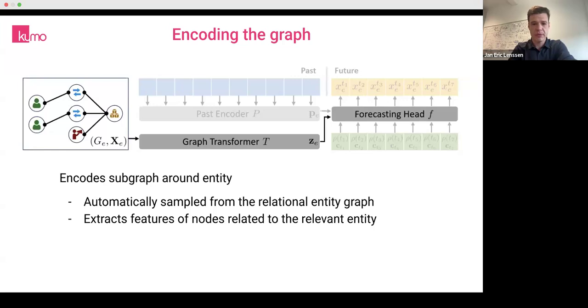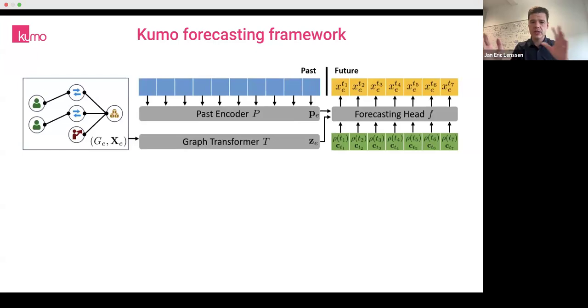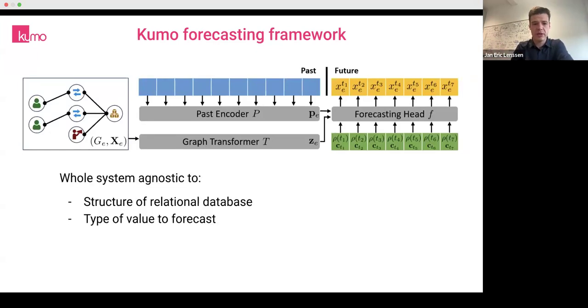So yeah, I talked about this. This is our whole framework, and it is important to note that this is agnostic to the structure of the relational database. So it doesn't really matter what kind of tables you have there, as long as it can be automatically processed and these graphs can be extracted, which is true in almost all cases. And it's also agnostic to the specific type and value that you want to forecast. So you don't need to specifically decide which features to use in your task. The model can find that automatically, so there is no manual feature or data engineering as an initial step.